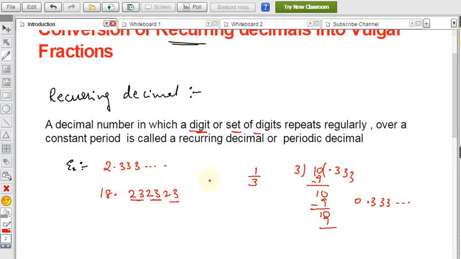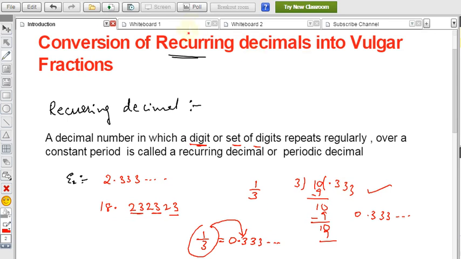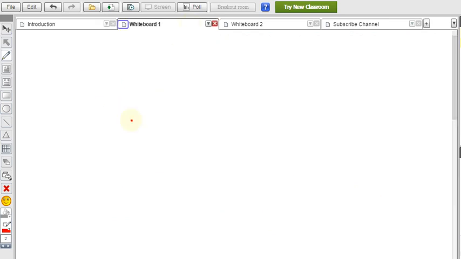Such recurring decimals, how can we convert into a vulgar fraction? See this example, 1 by 3 is equal to 0.333 and so on. If they give 1 by 3, we can write this by doing division. Now, if they give the recurring decimal itself in the question, how can we convert it into a vulgar fraction? There are two types of recurring decimals. The one type is pure recurring decimal. I'll explain how to convert both types into vulgar fractions.